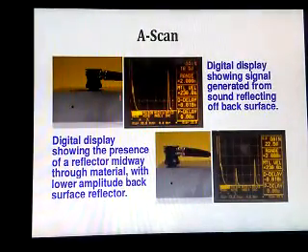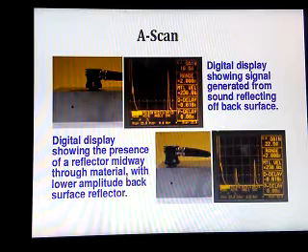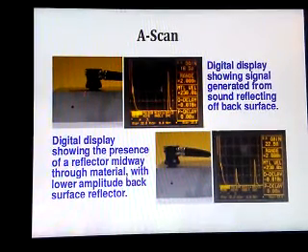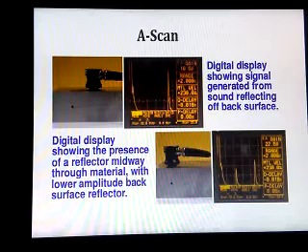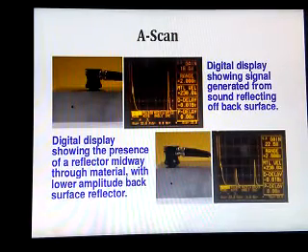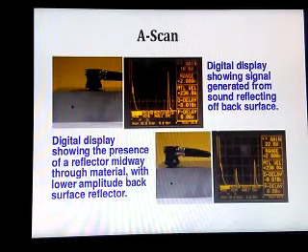The A scan is studied using a transducer. This is the transducer. It is applied on the surface, and this represents the digital display showing the signal generated from sound reflecting off the back surface. This is the original pulse and this is the reflected pulse. If there is a defect, then this representation is shown on the CRO. It is in this way: the digital display shows the presence of the reflection midway through the material, with a lower amplitude back surface reflection.